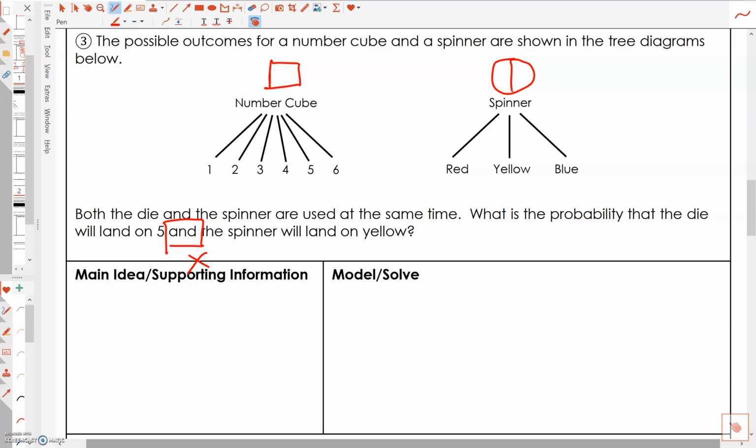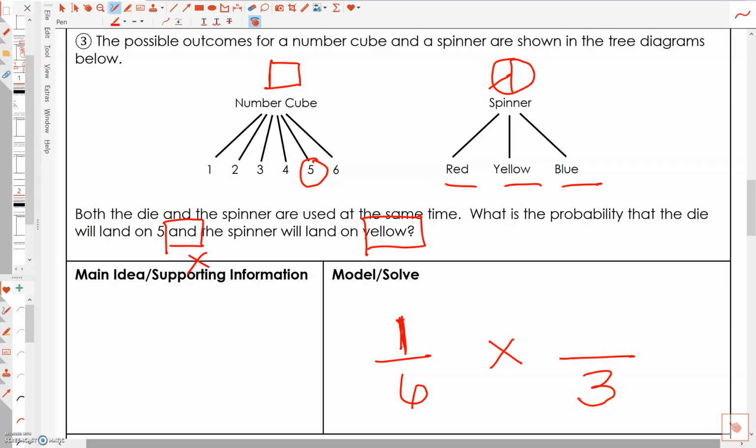This one looks like it has 3 sides. Let's just make it like that. And then that's the cube. All right, so on the cube, there are a total of 6 sides. Now it's asking for a 5. How many 5s are in a cube? There is only 1 out of the 6. We're going to multiply. It says the word and, for the spinner to land on yellow. So how many total sides are there on the spinner? There are 3 sides on the spinner.